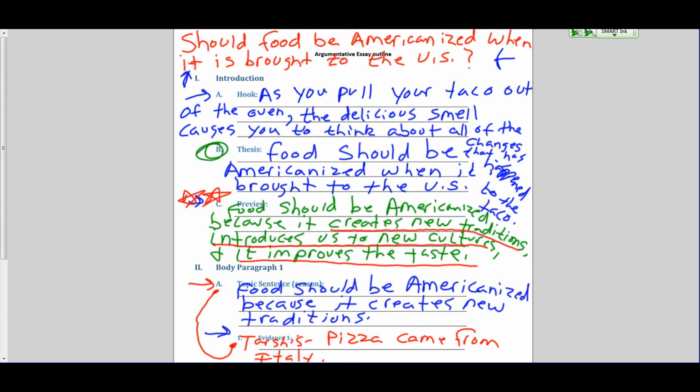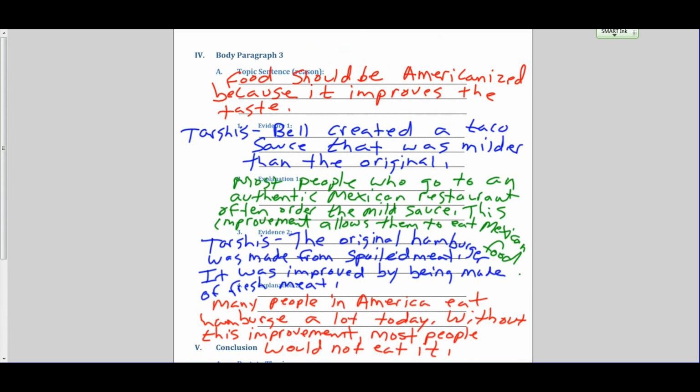And I'm going to figure out how I can say that differently but make it mean the same. I don't want it to be exactly the same because that's going to bore our readers. But I do want to keep the same meaning. So I'm going to put something like, "As you can see, food needs to be Americanized when it enters the U.S." Notice how it's different. It means the same thing, but it does sound a little different.